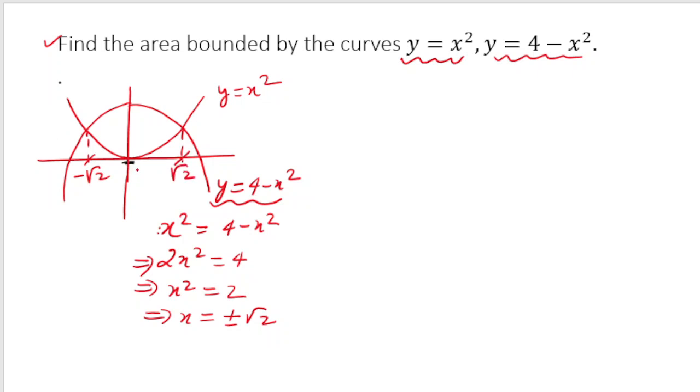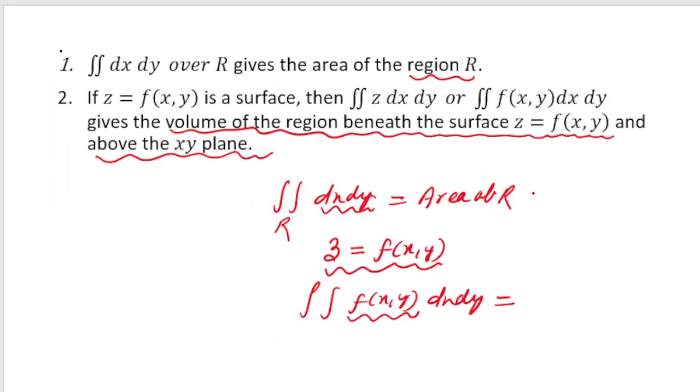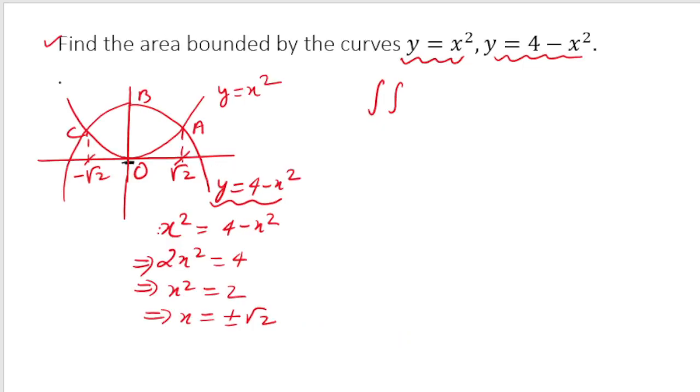Now the region that is being bounded is given by OABC. So we have to find the area of the region OABC. As you already know, we have to integrate dx dy or dy dx over the region R. When I take the limit of y first, I write dy dx, and when I take the limit of x first, I write dx dy. That does not matter. You have seen in the previous video that by changing the order of integration, the value of the integration does not change.